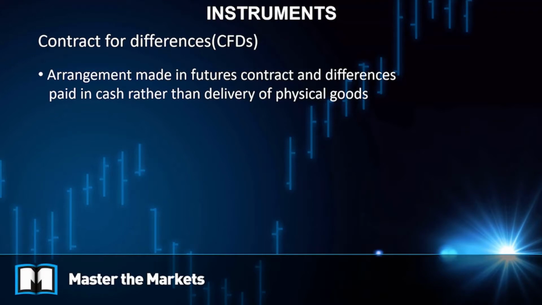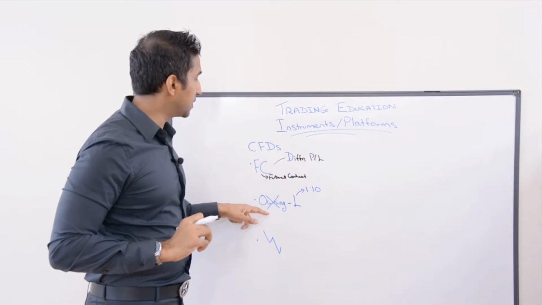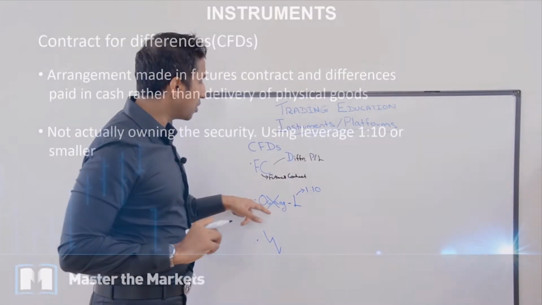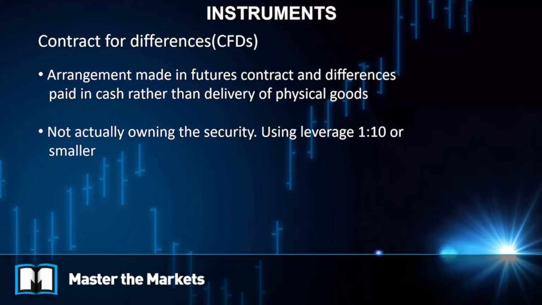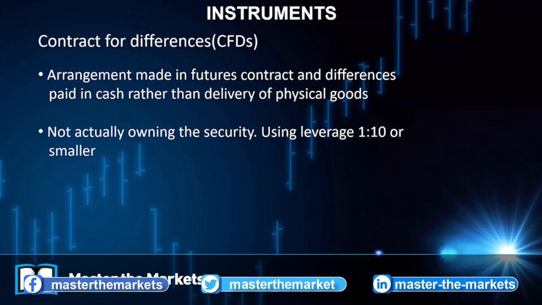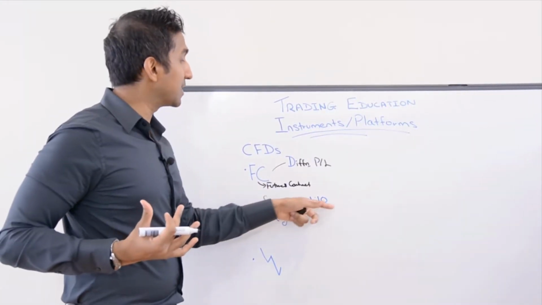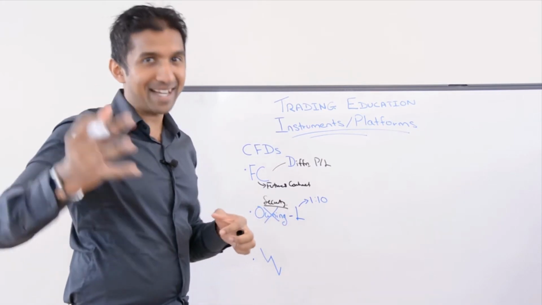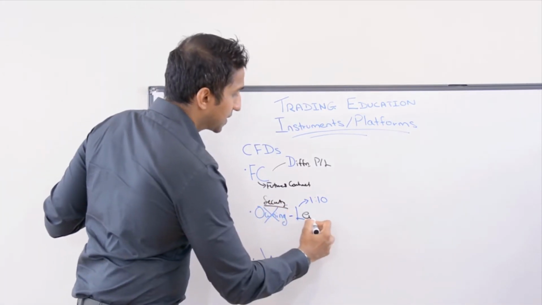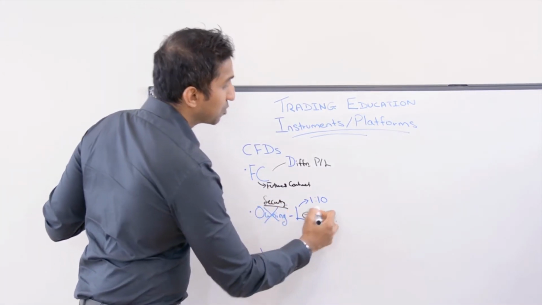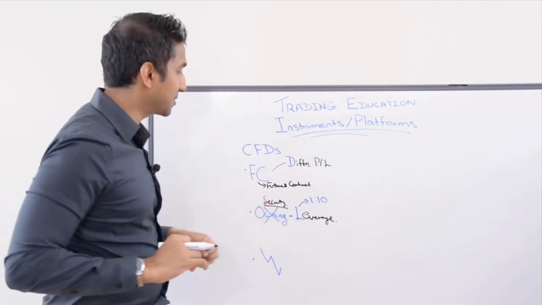rather than in delivery of the physical goods. The other thing to remember about CFDs is that you are not owning the underlying security. Usually what's happening is you're buying that security under a leverage of 1 to 10. Some other brokers might only give you a much smaller leverage at times.